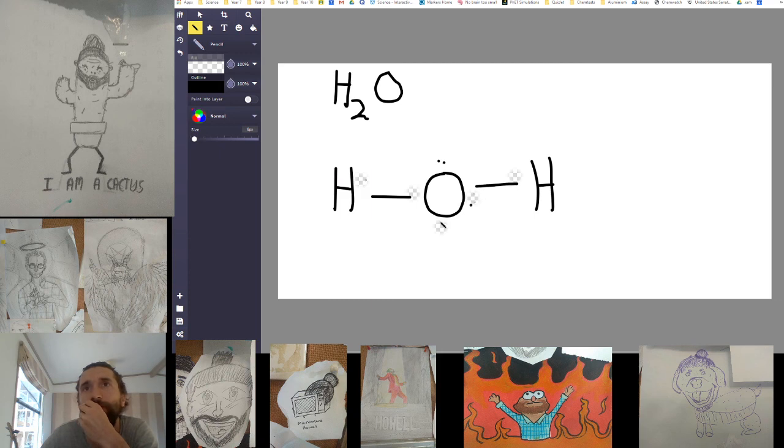So there's going to be a bond here. So what we have is we have the oxygen, 1 bond to the hydrogen, 1 bond to that hydrogen, and then 2 lone pairs. So this hydrogen has 2 electrons in the bond. This hydrogen's got 2, so it's got a full shell. And this oxygen's got 1, 2, 3, 4, 5, 6, 7, 8.